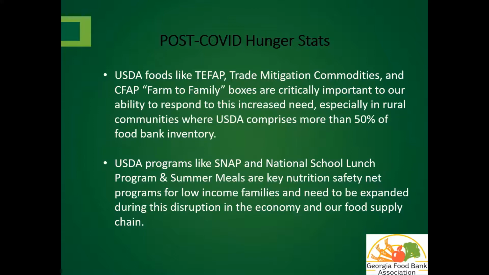And they've been distributing about 40% of the CFAP farm to family boxes. And all of that food has been critically important to our ability to respond to this increased need, especially in rural communities where USDA comprises more than 50% of food bank inventory because they simply don't have a whole lot of other grocery stores or food manufacturers located in their territories.